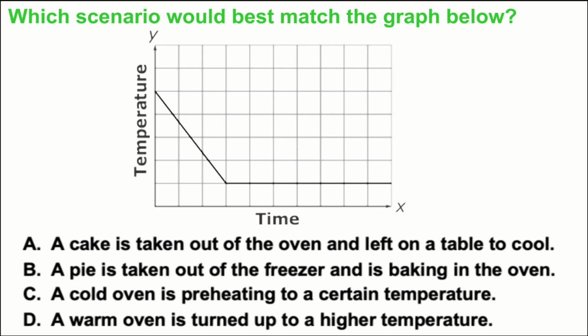So we got that same graph. Now we got some answer choices. We need to know which best matches the graph. So A says a cake is taken out of the oven and left on the table to cool. B says a pie is taken out of the freezer and is baking in the oven. C says a cold oven is preheating to a warm oven is turned up to higher temperature.